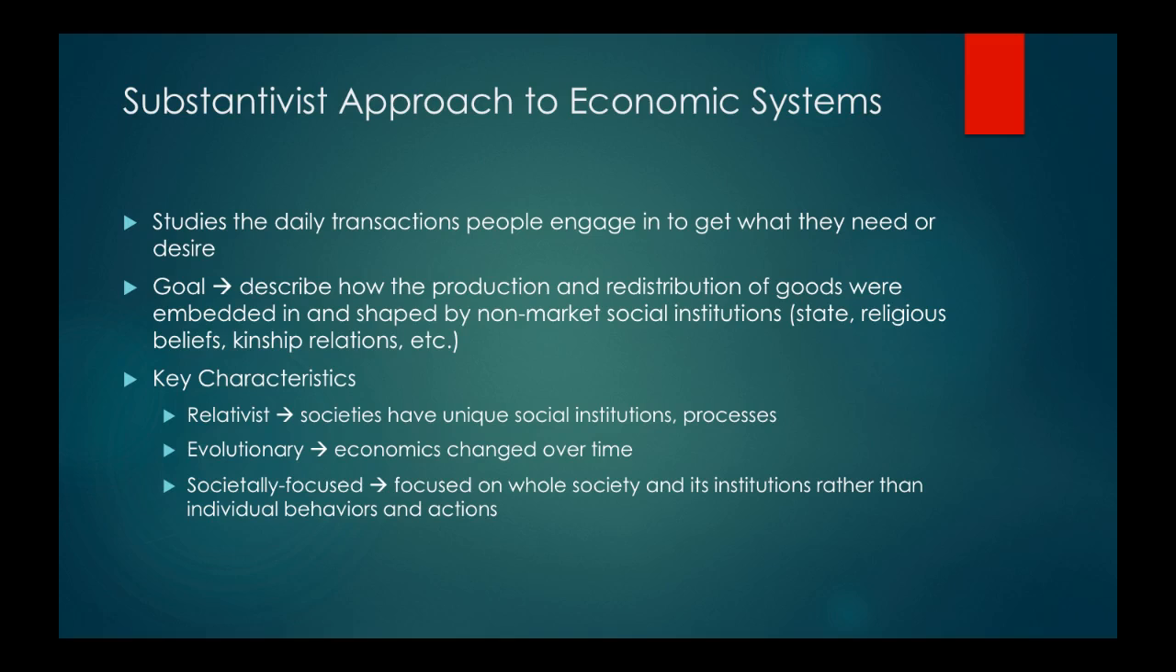Key characteristics to remember in the substantivist approach is it's very relativist. So societies have these unique social institutions. Their religious institutions and kinship beliefs are unique and based in their own culture. So to understand the economy, it follows that you have to be relativist. You have to understand first these social institutions in the specific cultural context before you can begin to take on the economic system in its specific cultural context.